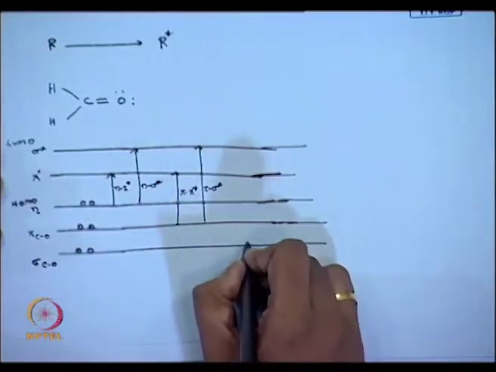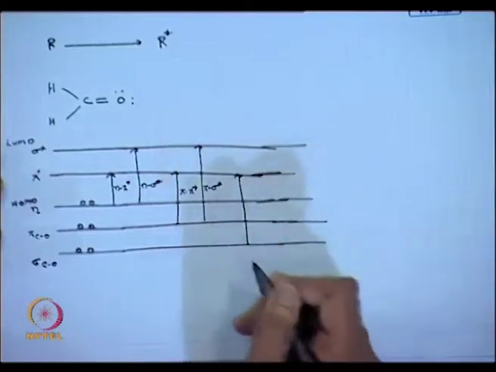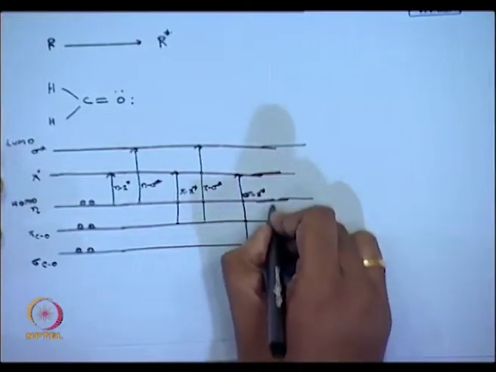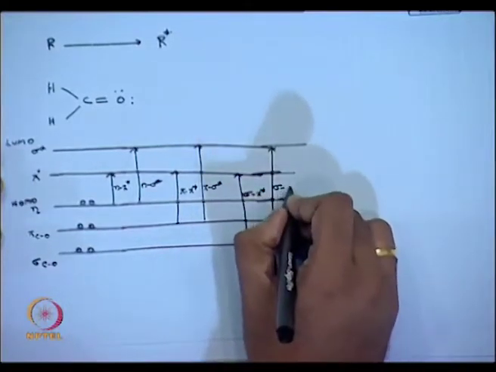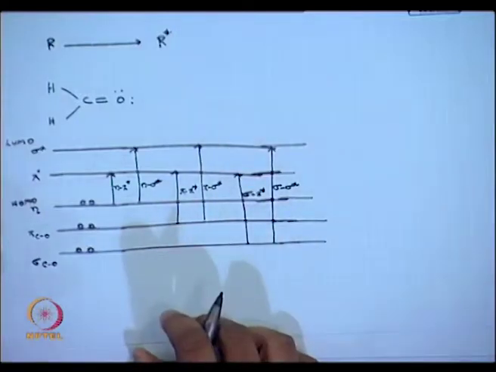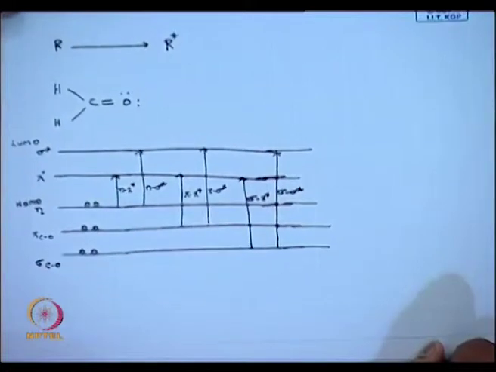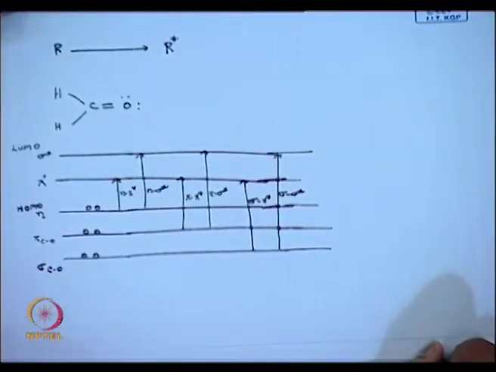From sigma you can have a sigma pi star transition, then you have a sigma sigma star transition. So, if you take formaldehyde and shine light, you can see 6 types of transitions. From non-bonded you can see 2 transitions, from pi 2 and from sigma 2 transitions. That is good. Now, I am slowly going to put some criteria on these transitions.